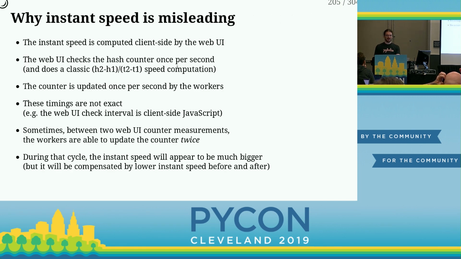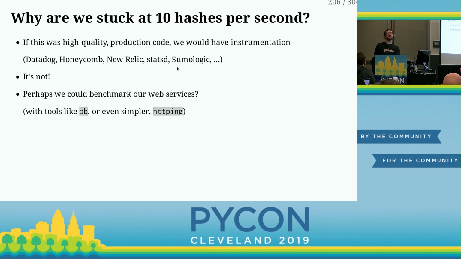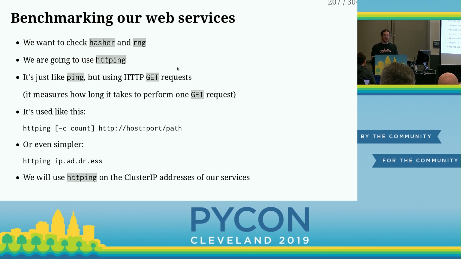To do that, if this were actual production code, we would have some instrumentation and we would be able to see latency and whatnot. But if we were to look at the code, we would see that it's just 2 Python scripts in the trench code. So we have to use other tools to find out what's going on. So I'm going to use HTTP ping. HTTP ping is just like ping, but for HTTP services. It sends a really simple GET request and sees how long it takes.